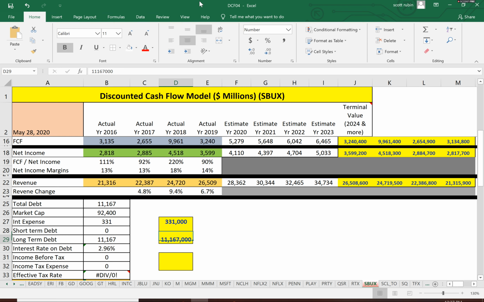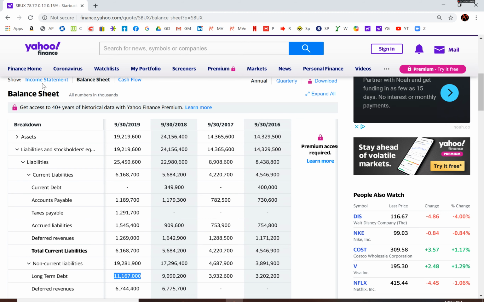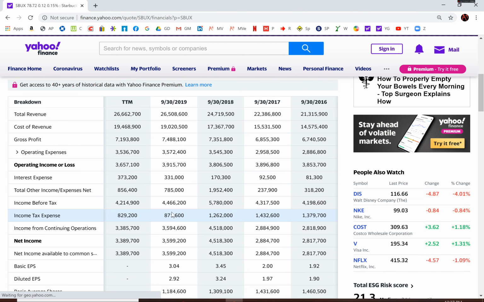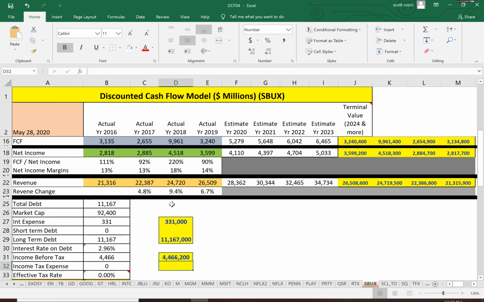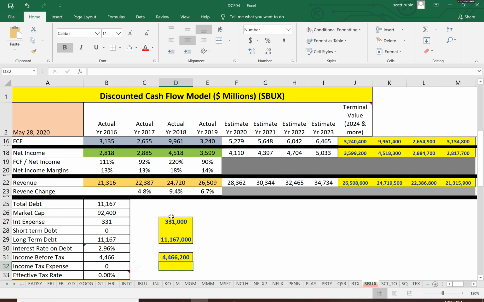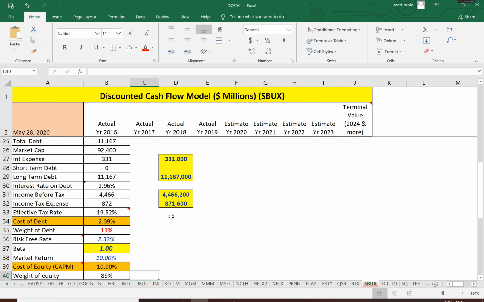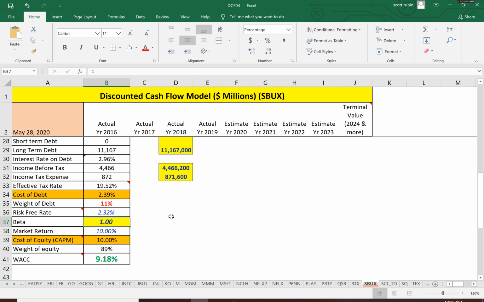And interest payments are tax deductible, so we need to figure out Starbucks' effective tax rate. And their income before tax is $4.5 billion. And income tax is about 20%, which sounds about right. So the cost of debt is 2.4%.